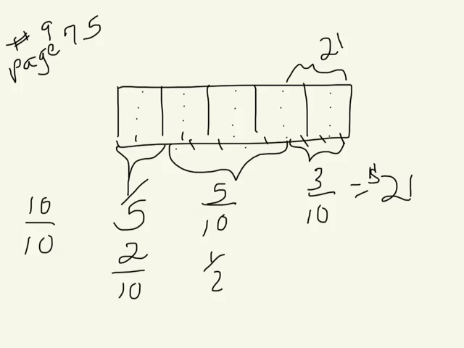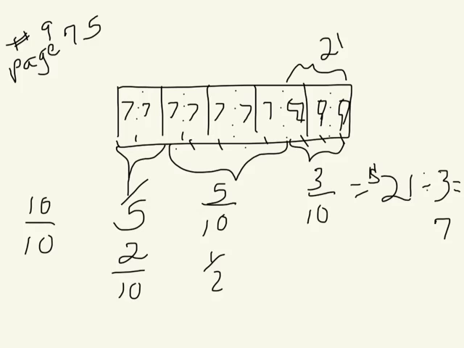So now I can kind of figure out what the value of each unit is. So if I have $21 divided by these 3 tenths here, so 3 units, 21 divided by 3 is 7. So the value of each one of these units is $7. So there's my $7 to equal the 21, but each of these other units is worth $7 as well.